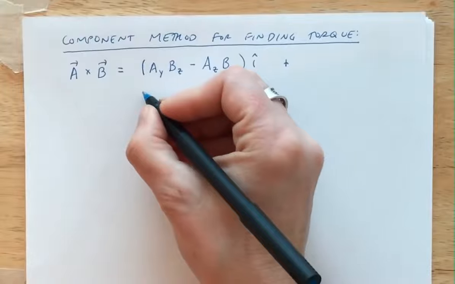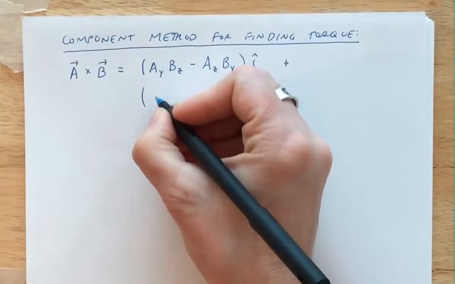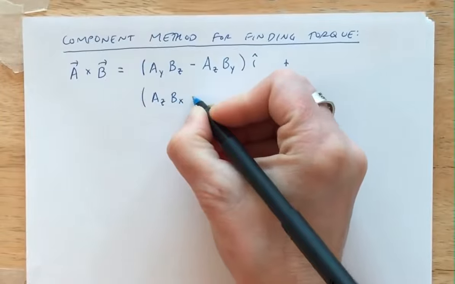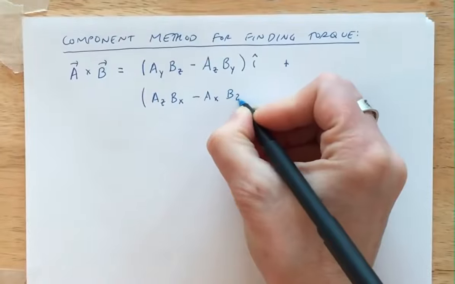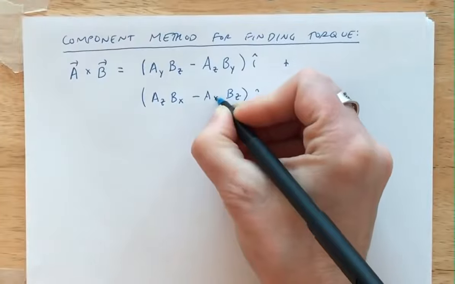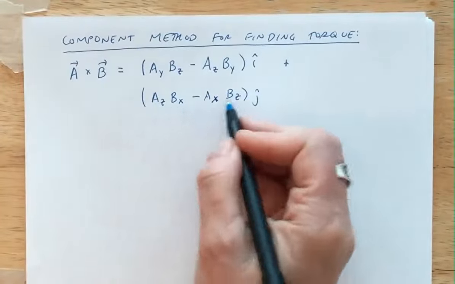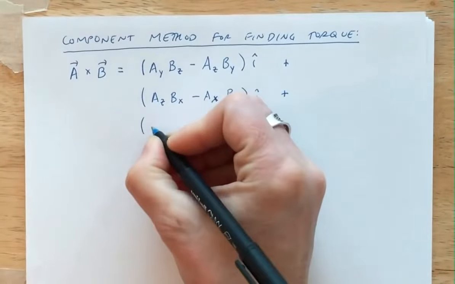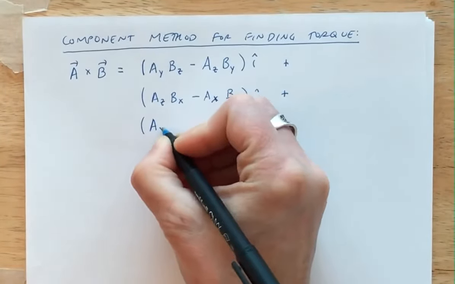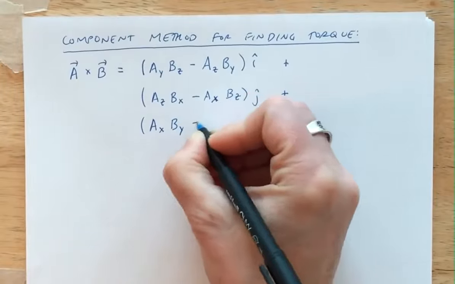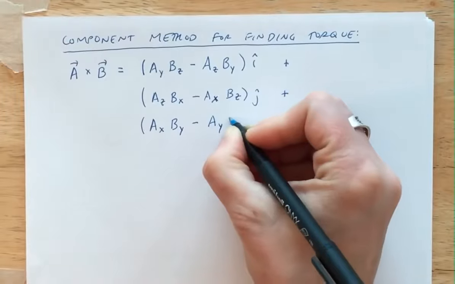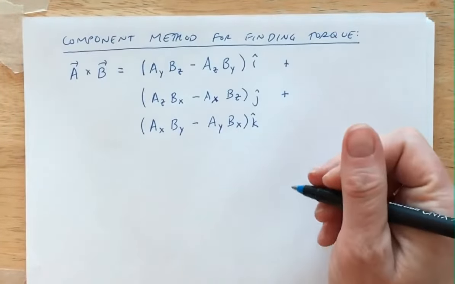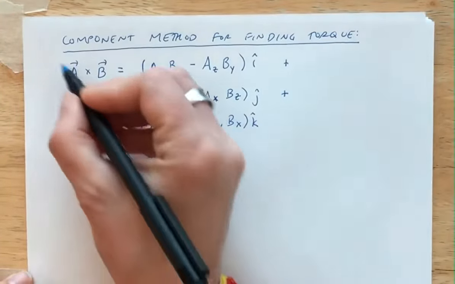Plus, and then we're going to have our Y direction vector, which is just AZ BX minus AX BZ, and that's J hat. So you might have seen it with a minus here, although these terms would be switched. So this is equivalent to anything you might have seen before. And again, if you've seen this before, you can do whatever you're comfortable with. This is just the equation that we do put on the equation sheet that allows you to calculate torque using the component method.